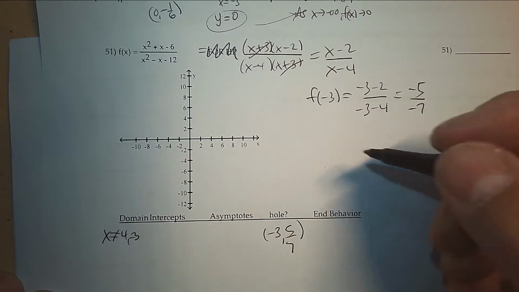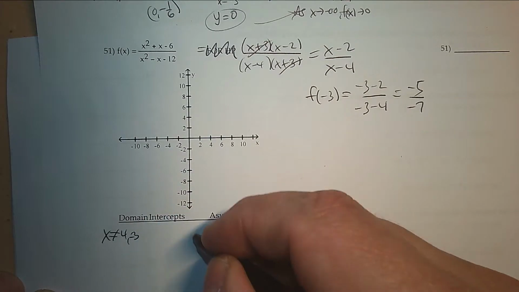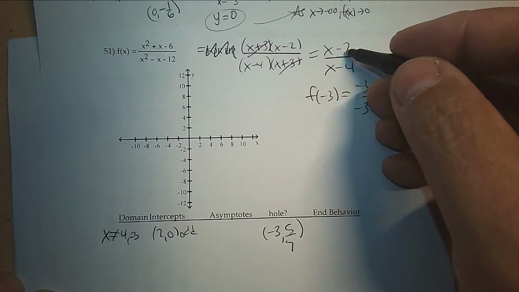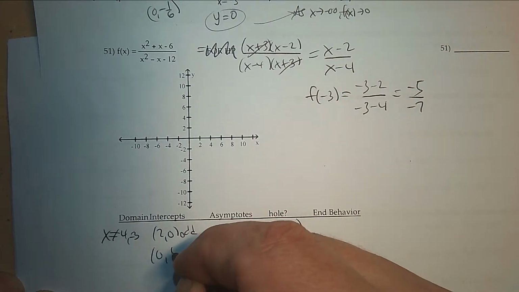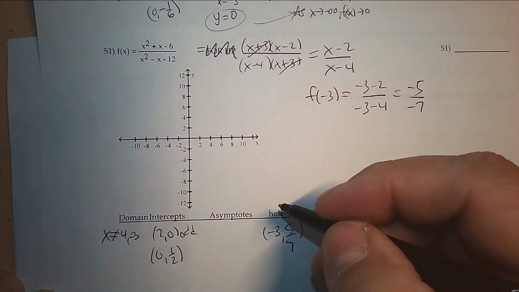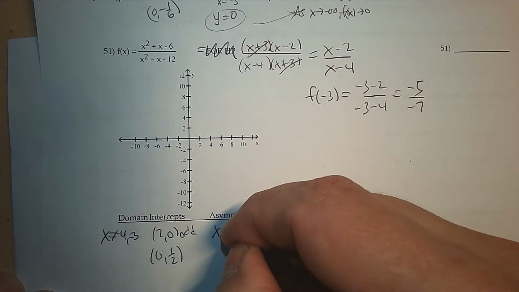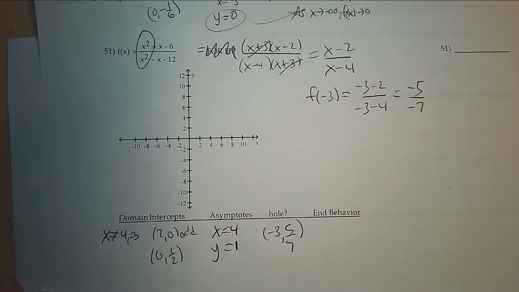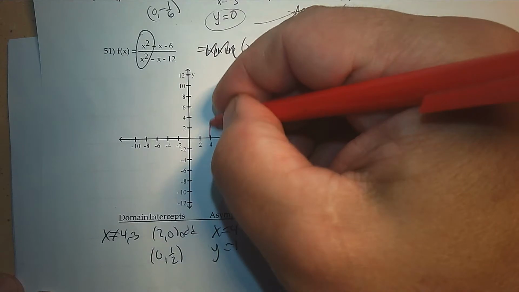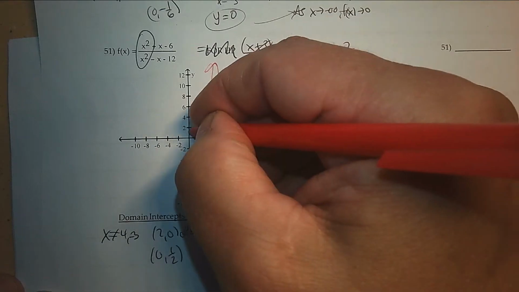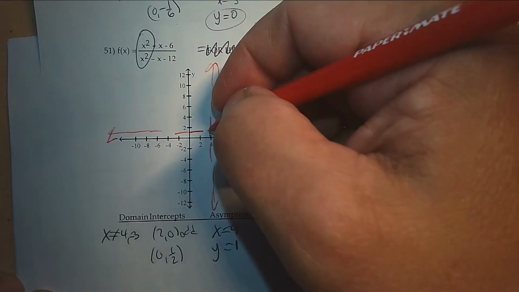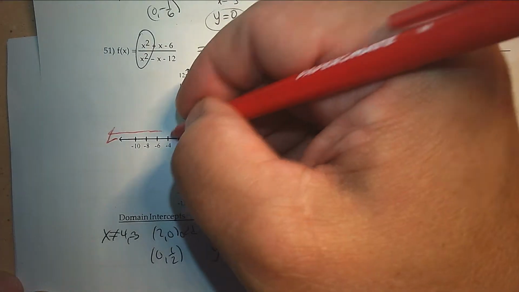The intercepts are on top. It's just positive 2 for the x-intercept, and it's odd. For the y-intercept, put in 0, and you get 1/2. The asymptotes, there's one at x equals 4, and another one. If you divide the power terms, x squared divided by x squared, you get 1. So at 4, we have a vertical. At 1, we have a horizontal. And we have a hole at negative 3 and 5/7.